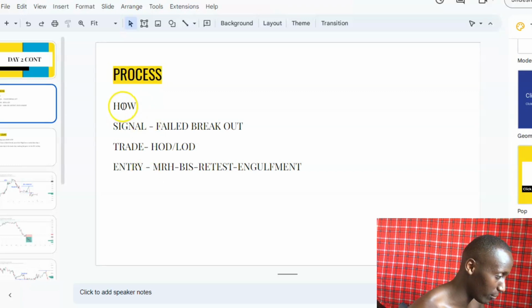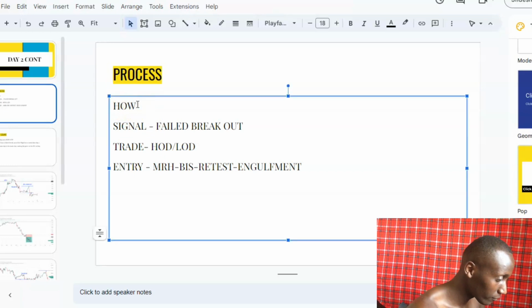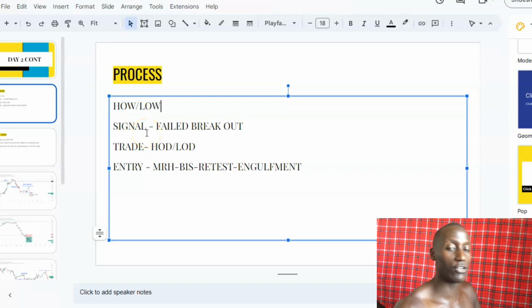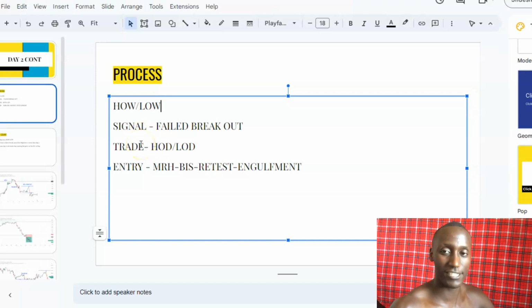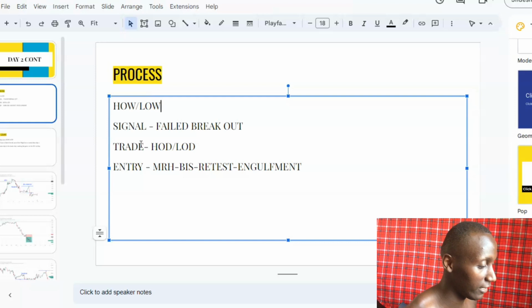Because the process is simple. We identify the high of the week or the low of the week, and then from there we look for the signal day, which is a failed breakout. That is day 1 now. On day 2, that will be the trade day now. If we failed at the high of the week, then we will be looking for a sell setup at the high of the day of the next trading day.